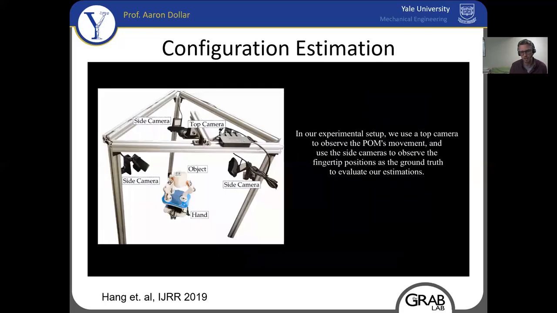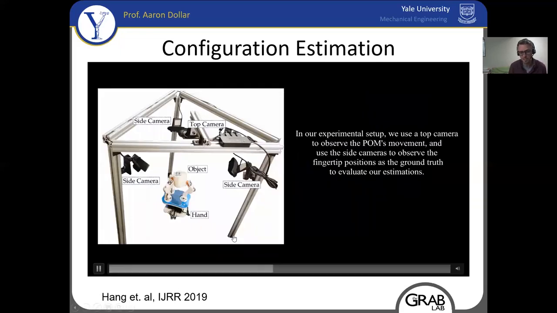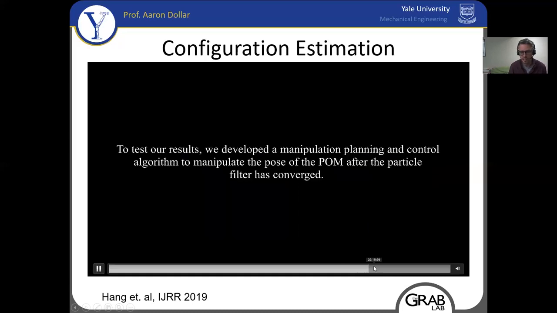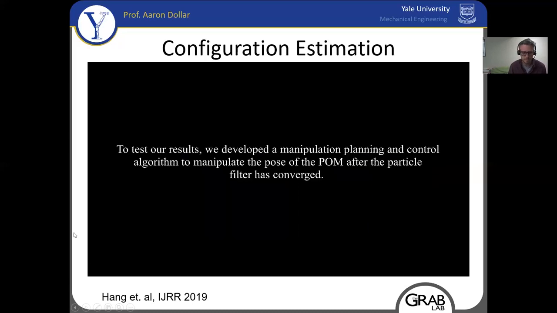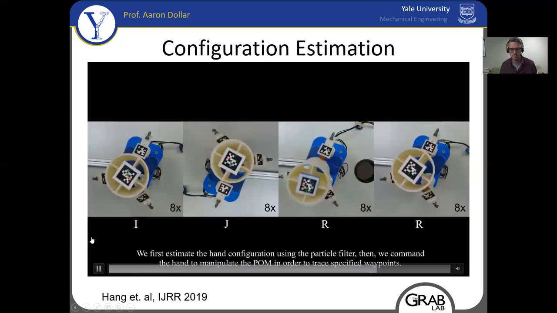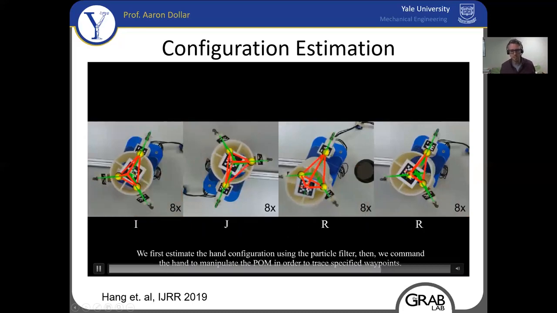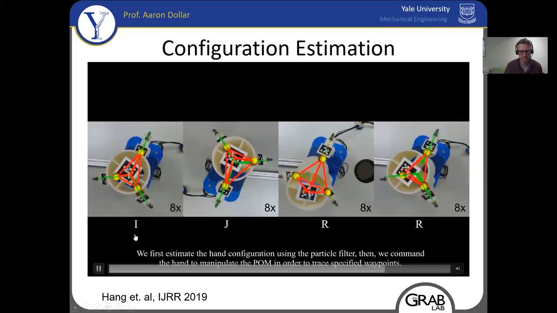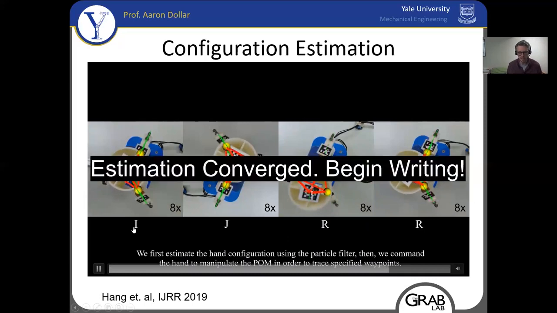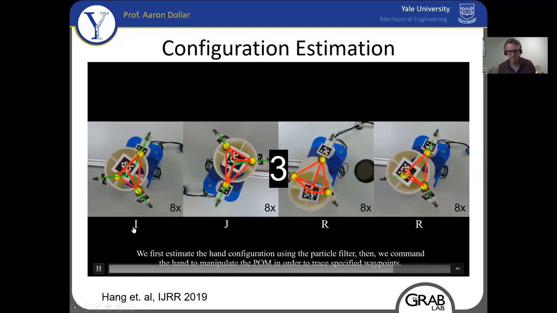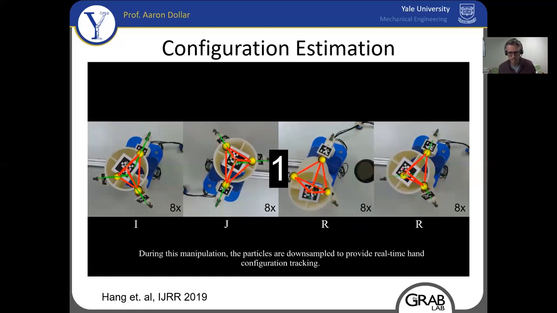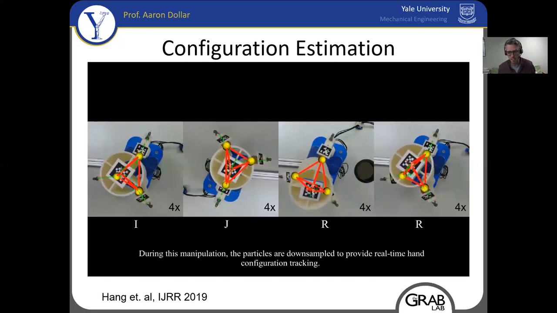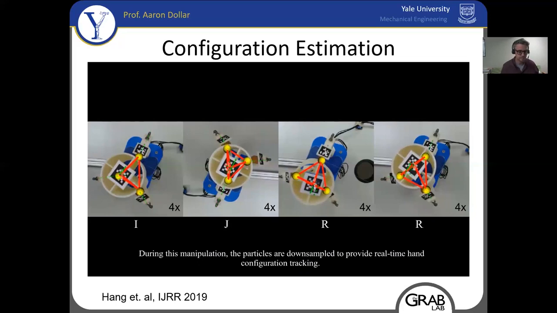and quickly narrow down to the true configuration of the hand-object system, and then use that controller to robustly control the hand. So here's just an example of doing that with these objects, and then drawing out the letters IJRR using the knowledge of the configuration of the hand-object system.